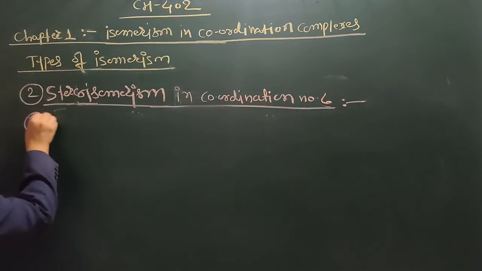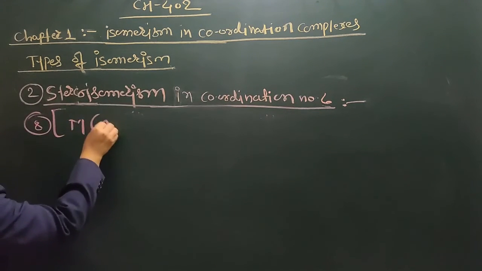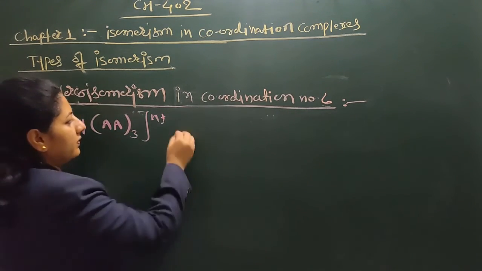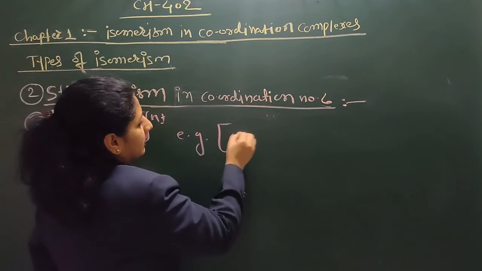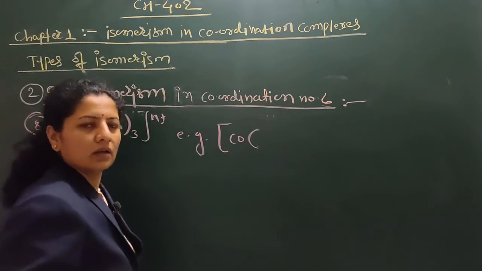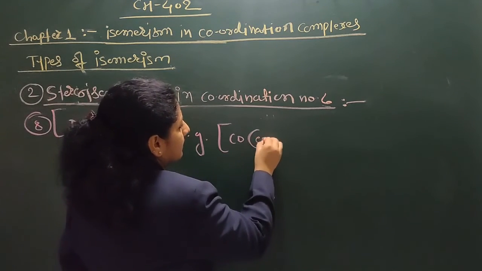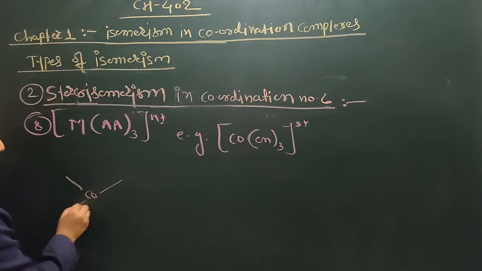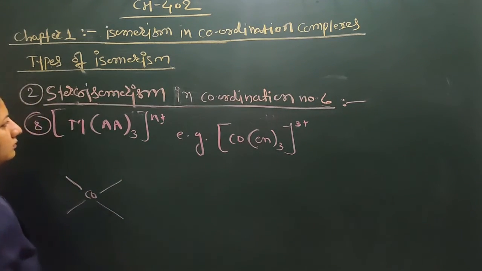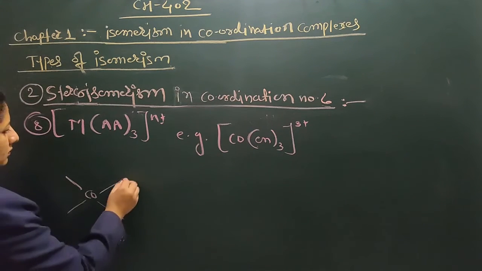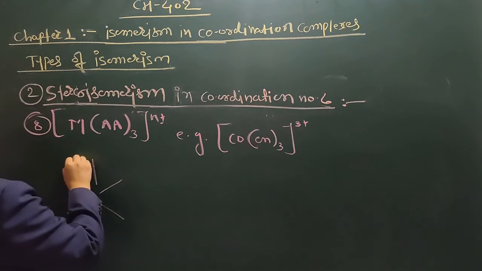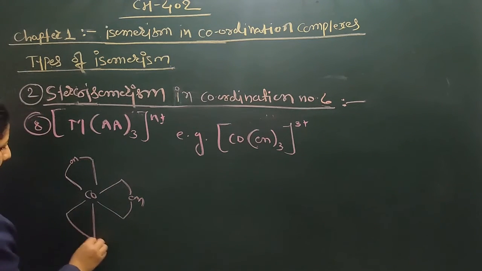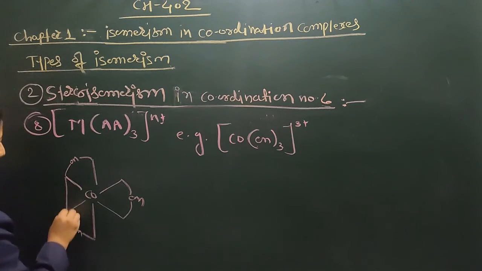That is the 8th and last one, that is again a bidentate ligand here. So if we take an example, that is tris ethylene diamine cobalt complex. So here if we draw that type, that is ethylene diamine. Here again that is ethylene diamine.